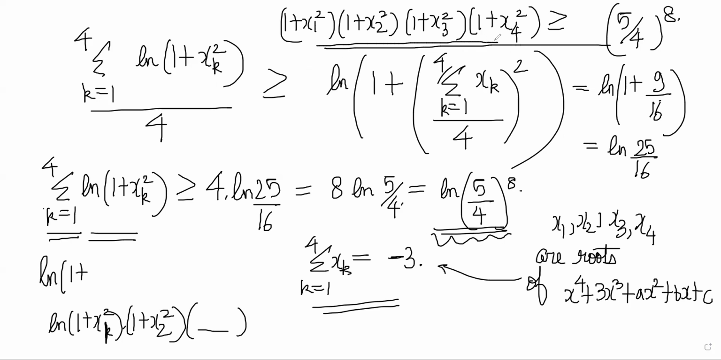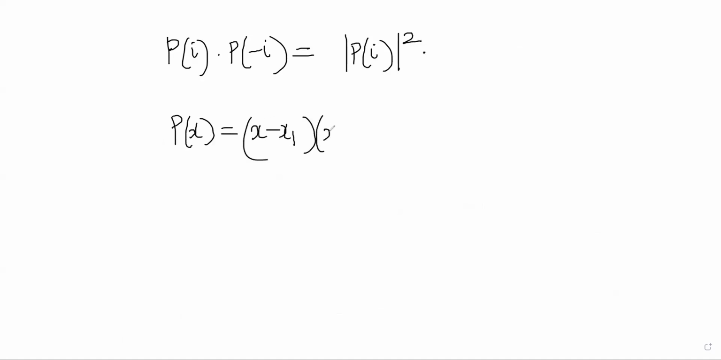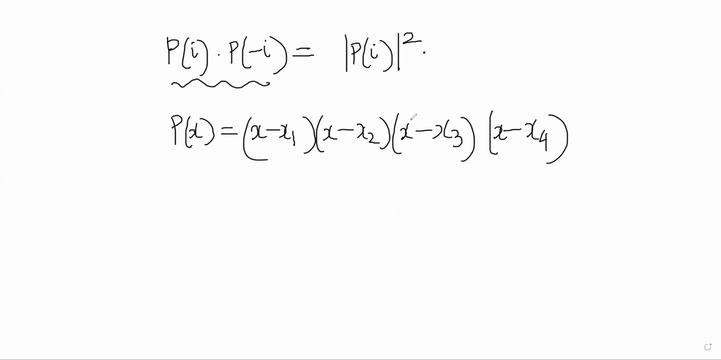And if you recall, this was equal to p of minus i into p of i, which was mod of p of i whole square, and mod of p of i whole square was equal to the LHS. So the overall inequality is proved. Again, the concepts that we have used in this solution are these ideas: p of i times p of minus i is equal to mod of p of i whole square. We wrote p of x as x minus x1, x minus x2, x minus x3, and x minus x4. And then calculating p of i and p of minus i product is pretty straightforward.